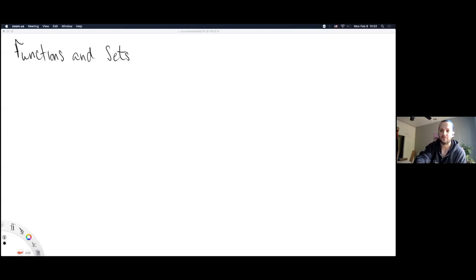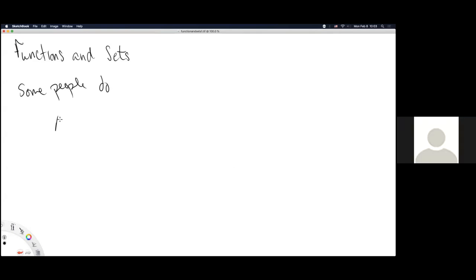Some LaTeX issues that have come up for a number of different people are things like this. Let's see. Everybody see this? Yes. Yeah.